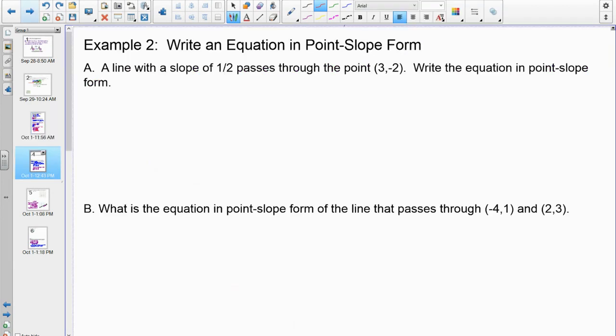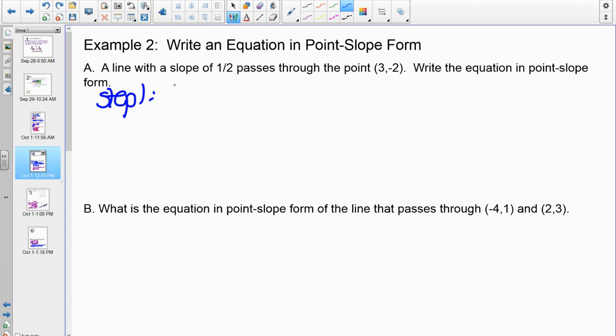Example number 2. How do you write an equation in point-slope form? Okay, so we practiced this a little bit, so we'll just get some more practice here. So the line has a slope of 1/2, and it passes through the point 3, -2. Write the equation in point-slope form. So what's nice about this, step 1 is done for you. Step 1, again, remember, is find the slope. I know the slope. I don't have to go find it.